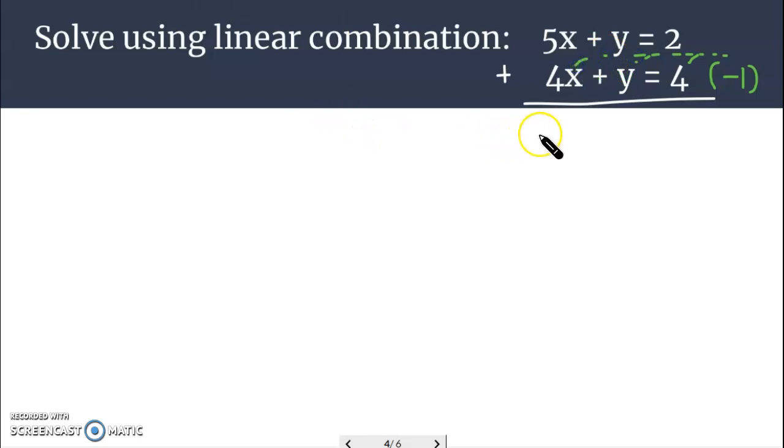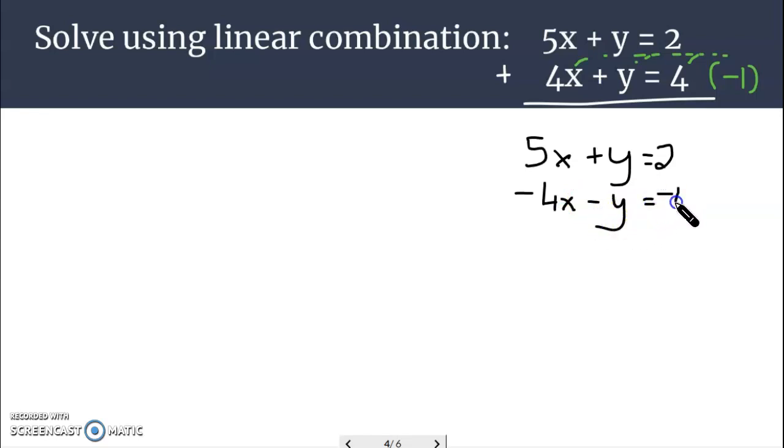So what I want to do now is rewrite the first equation, untouched, unaltered. And then if I multiply everything in the second equation by a -1, watch what happens. We get a -4x, we get a -y, and we get a -4. Now we're okay multiplying by -1 because of the rule in algebra: what you do to one side of an equation, do to the other. 5x minus 4x, 1x. Y's cancel out, 2 minus 4 is -2. We instantly have an answer to one of the variables, x equals -2.